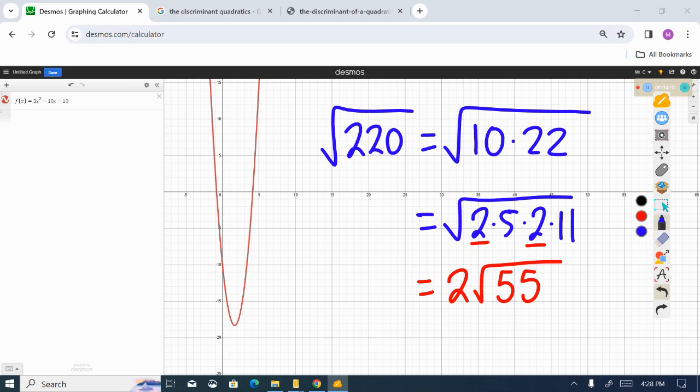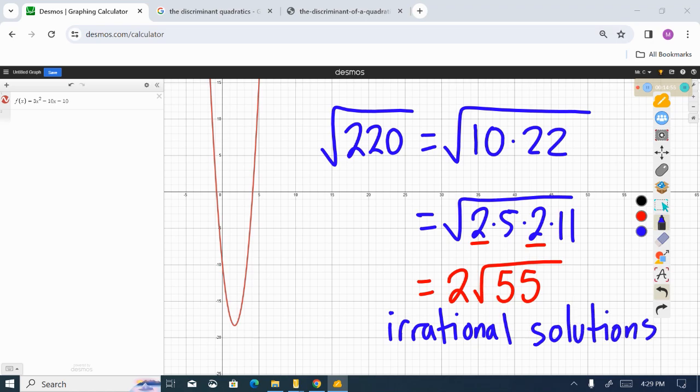This is an irreducible fraction, right? We can't break this down. I'm sorry, irreducible square root. We can't break that down. So that means that now we're going to end up with an irrational solution, but it is real, okay? This is a real number. It's not imaginary, right? So we would have two irrational solutions in this case.